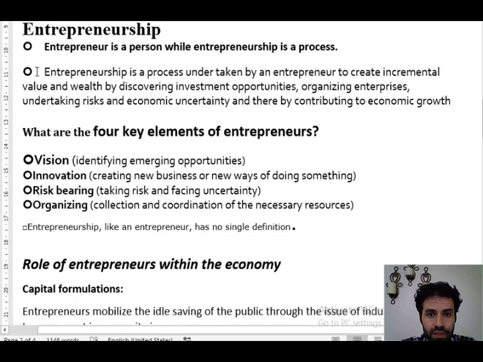So entrepreneurship is the process that is taken by an entrepreneur to create wealth, opportunities, and that kind of things that I told you.